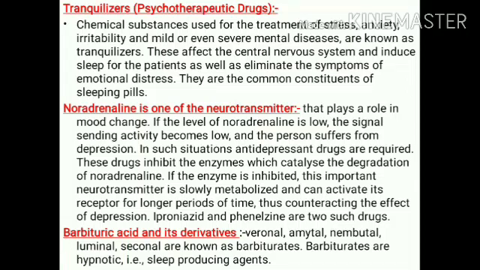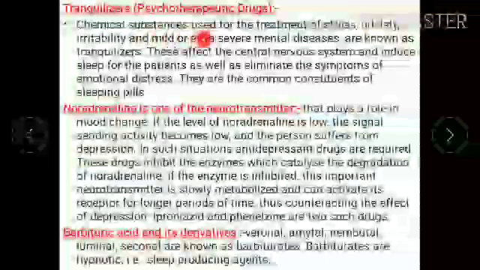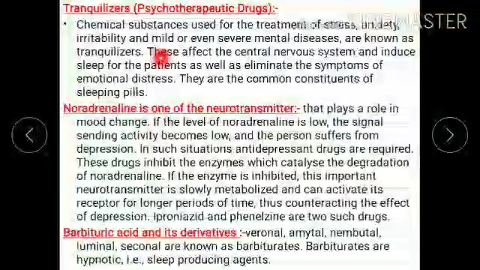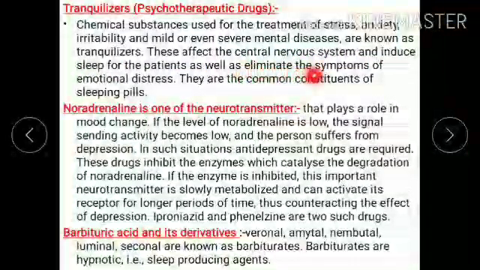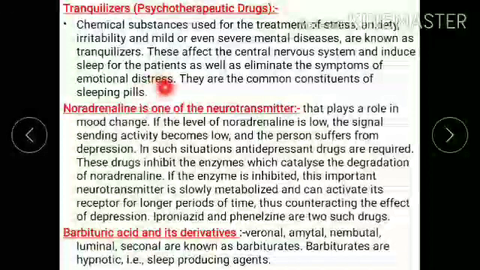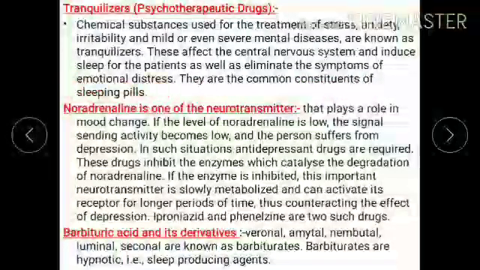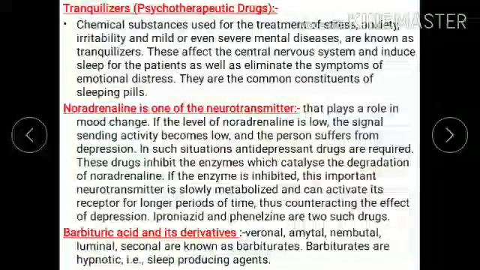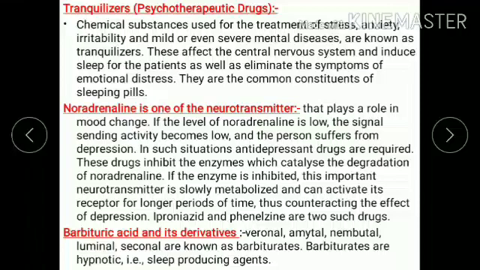The first one is tranquilizer. Tranquilizers are chemical compounds used for the treatment of stress, anxiety, irritability, and some mental diseases. They affect the central nervous system and induce sleep for the patient, as well as eliminate the symptoms of emotional distress. They are common constituents of sleeping pills.